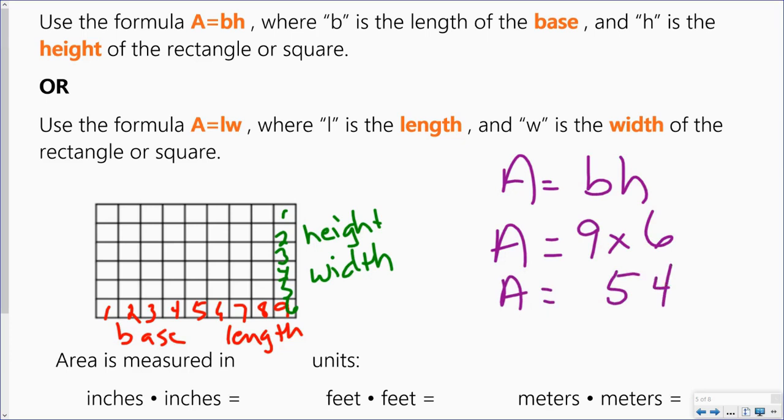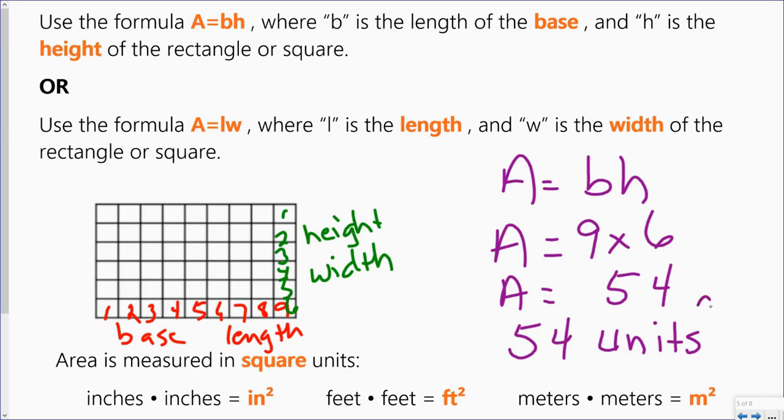Now, I need to put a label with it. And down here it says area is measured in square units. So square units would be like inches multiplied by inches is inches squared. Feet multiplied by feet is feet squared. Meters multiplied by meters is meters squared. So in this case, I don't have any specific unit, so my answer would be 54 units squared.